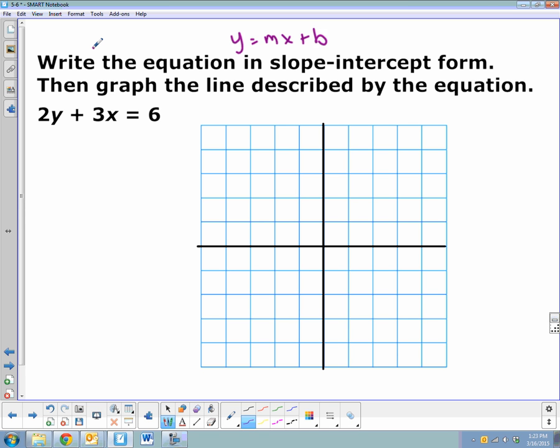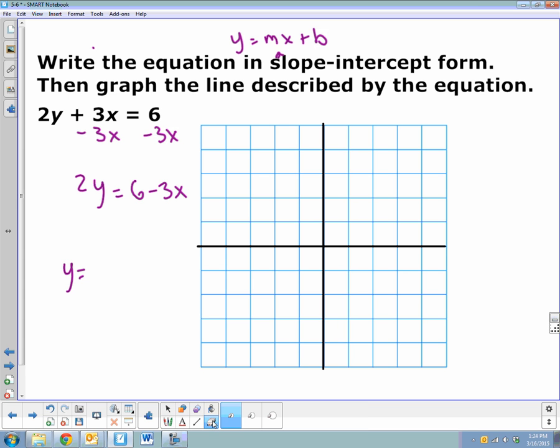So if we want to get y by itself, again, our goal is to get y by itself. We need to get rid of the 3x. So we would have 2y equals 6 minus 3x. And that's not quite how I'm going to want it either. It'd be nice if the 3x came first, kind of like here, mx plus b. So I'm going to rewrite that.